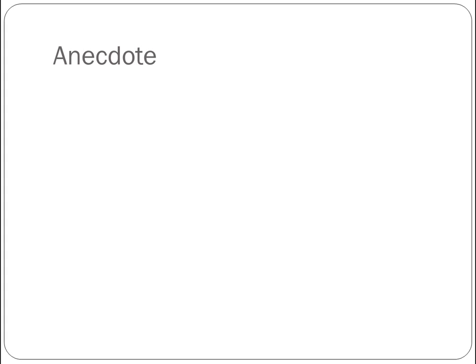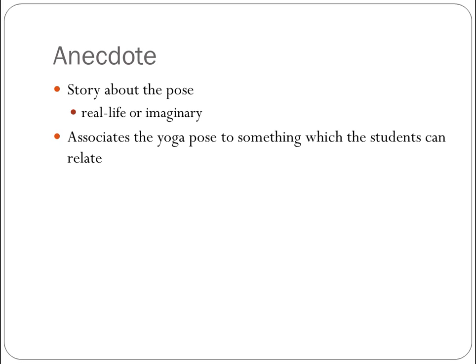An anecdote is telling a story about a pose, either from real life or imaginary. This could include the story of the pose and how it got its name. This also allows students to associate the pose to something to which they can relate.